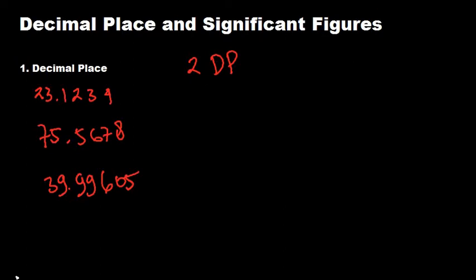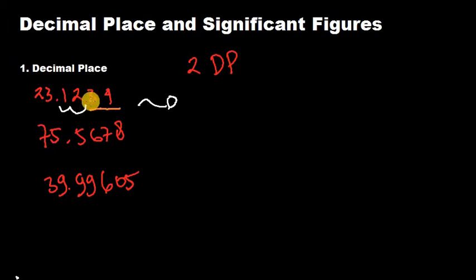To change this, as we know, decimal place means the numbers after the decimal. If it is two decimal places, it means we have to make two numbers after the decimal. Now, what we need to focus on is the number after the intended decimal place. In this case, we have 23.1234. After the 2, the last of the two decimal places, we have 3 and 4.